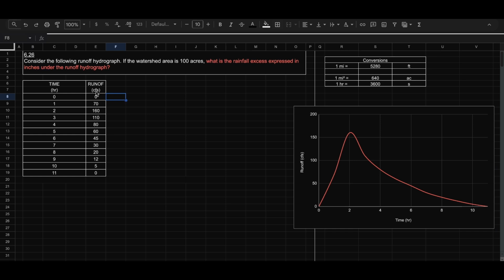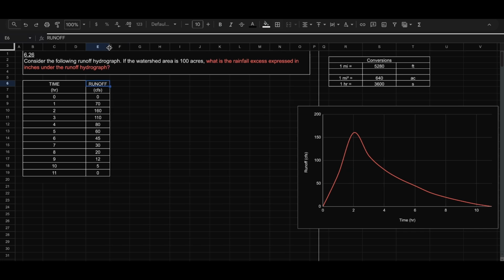So we have cubic feet per second, which is the runoff rate. We're interested in the rainfall excess volume, so let's convert this cubic feet per second to cubic feet. To get rid of the seconds, we need to multiply by how many seconds there are in an hour, which is 3600.